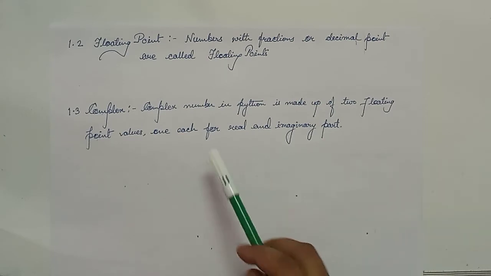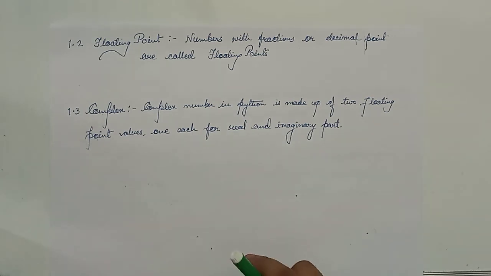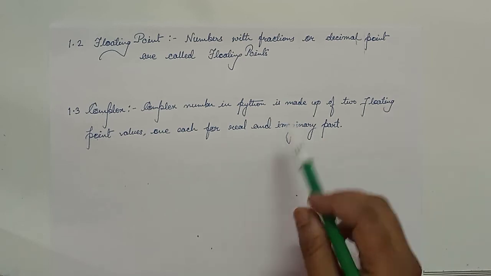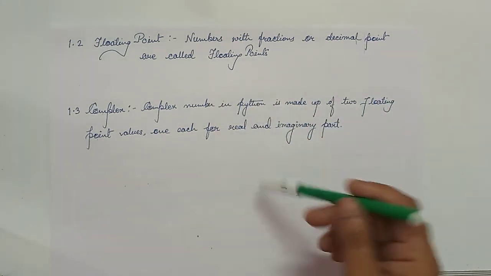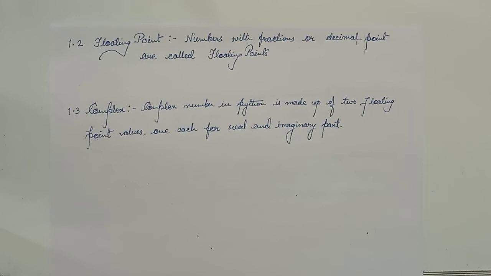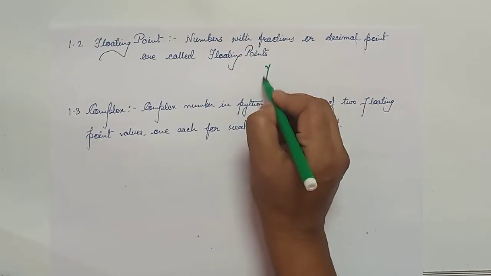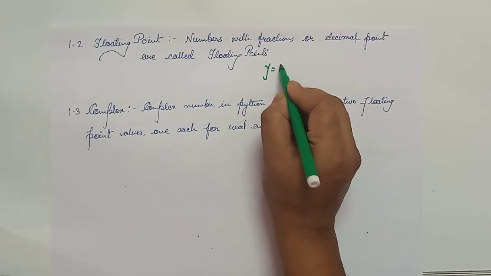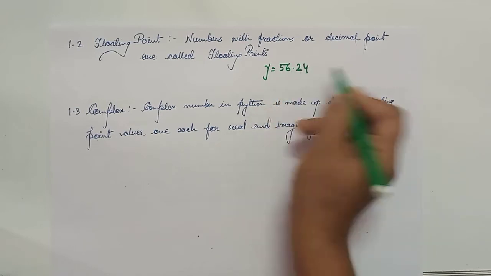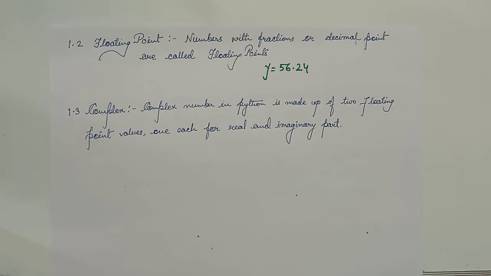Now let's talk about the floating point. Numbers with a fraction or the decimal point are called floating points. What can be the example? The example is very easy. Let's say y equals 56.24. So this is an example of the floating number.